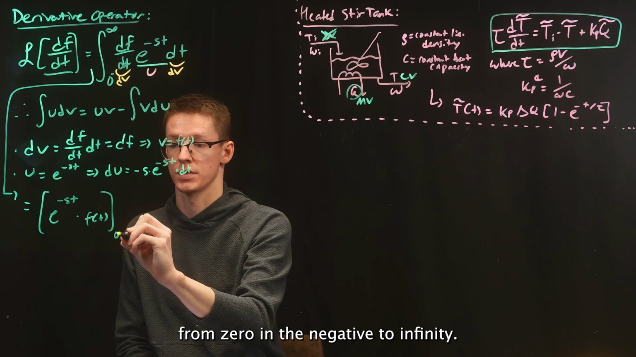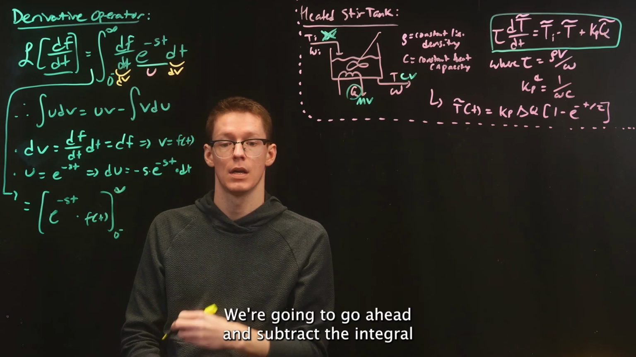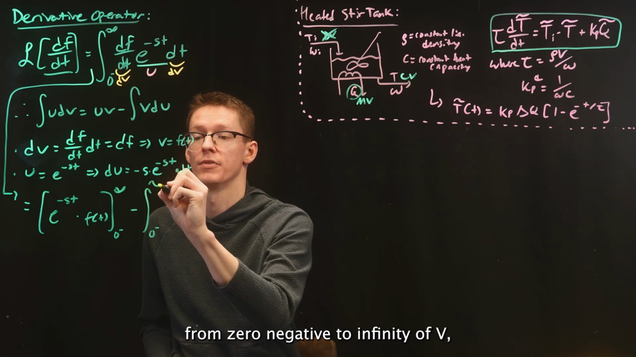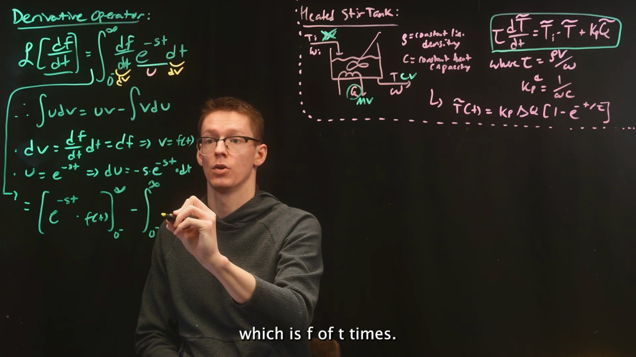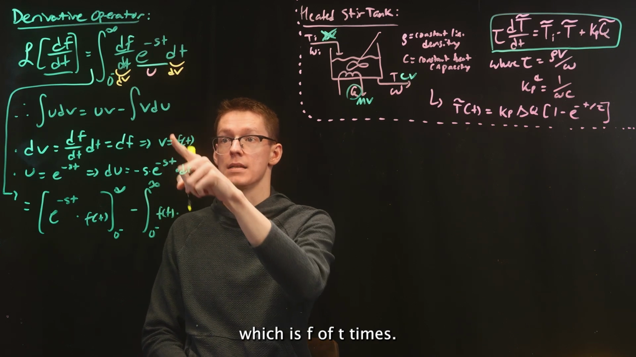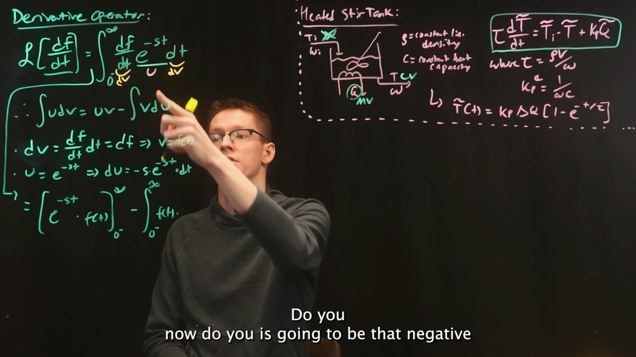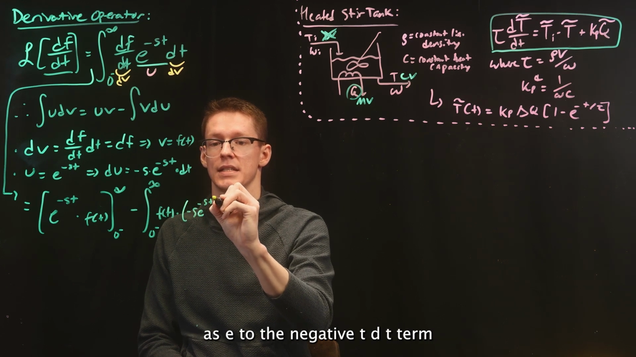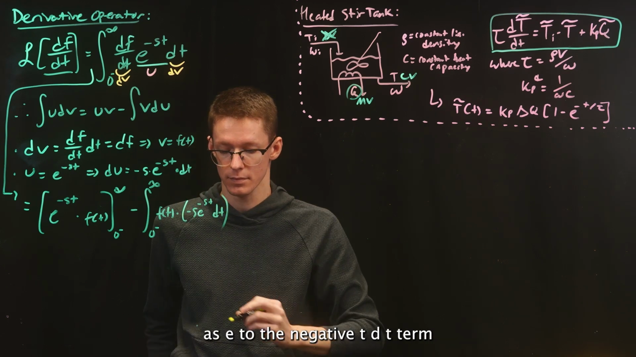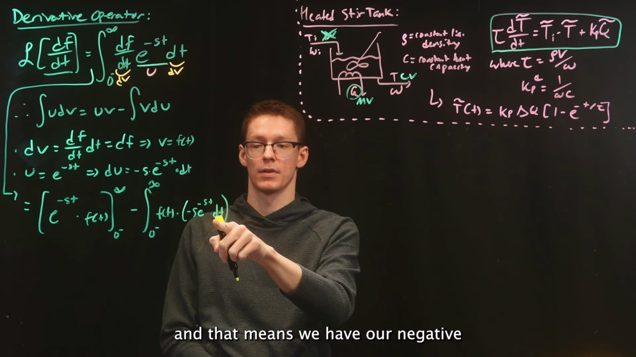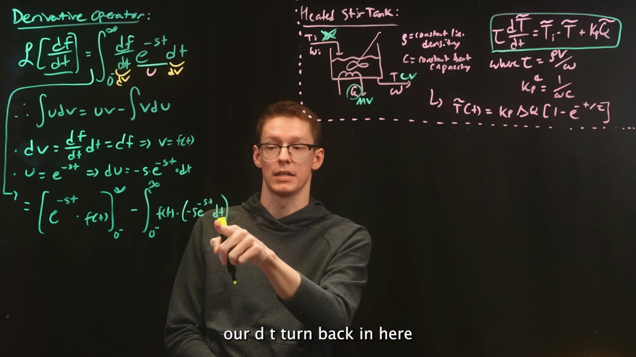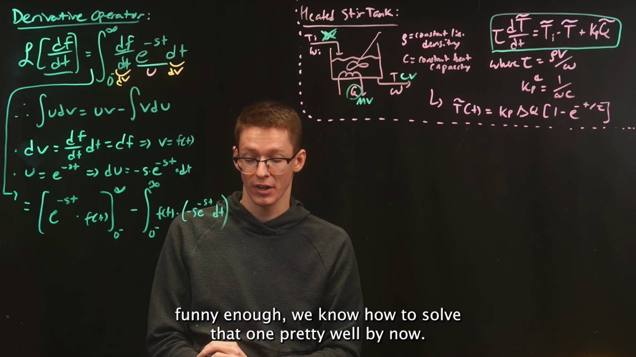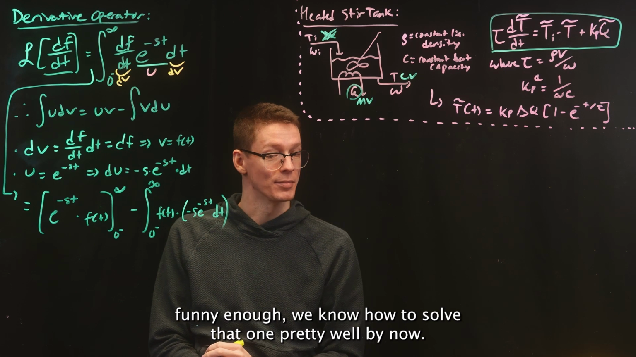From 0 negative to infinity, we're going to go ahead and subtract the integral from 0 negative to infinity of v, which is f of t, times du. Now, du is going to be that negative s e to the negative st dt term. And that means we have our dt term back in here, and we have f times e to the negative st. Now, funny enough, we know how to solve that one pretty well by now.